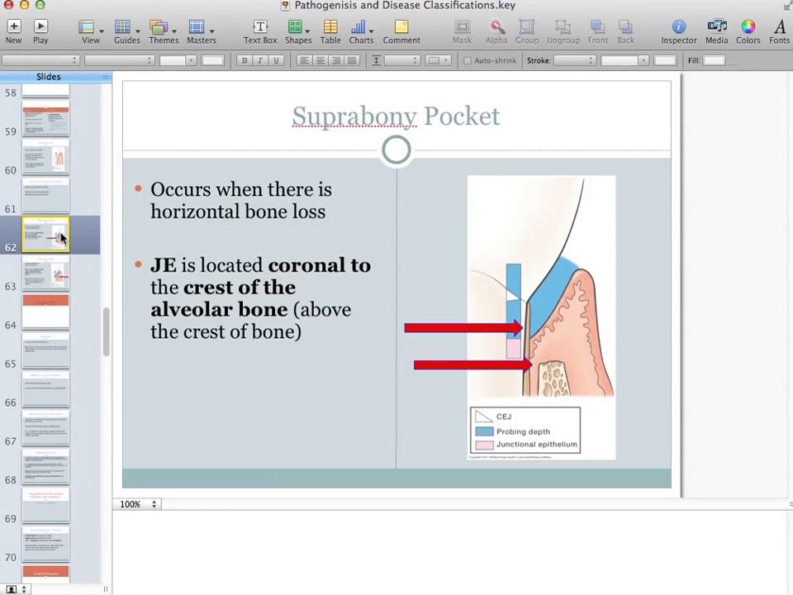So in a perio pocket, a suprabony pocket means there is horizontal bone loss. Junctional epithelium is located coronal to the crest of the alveolar bone, right? So look at the picture. Junctional epithelium is suprabony, or above the alveolar bone.